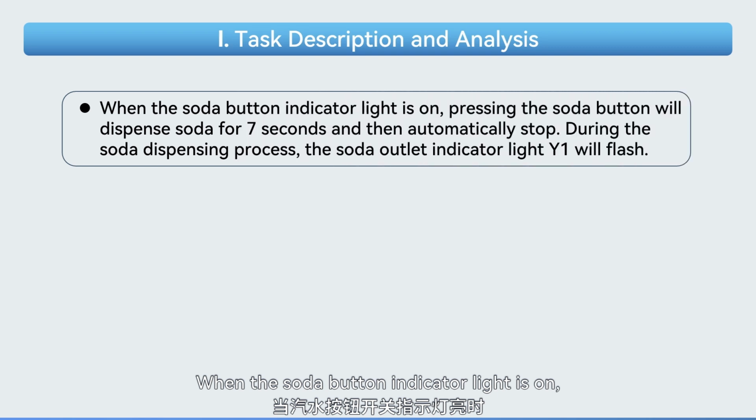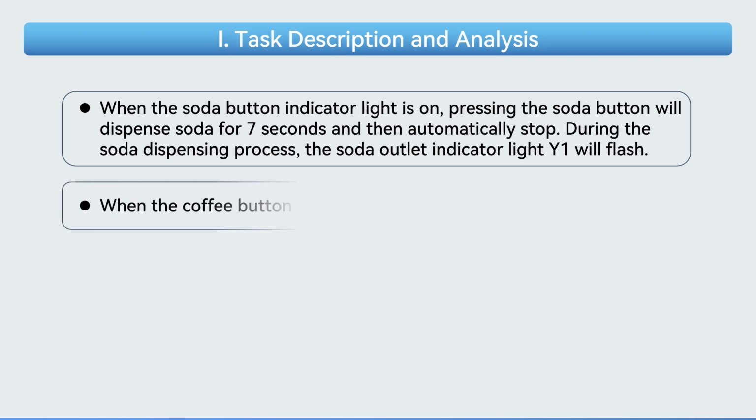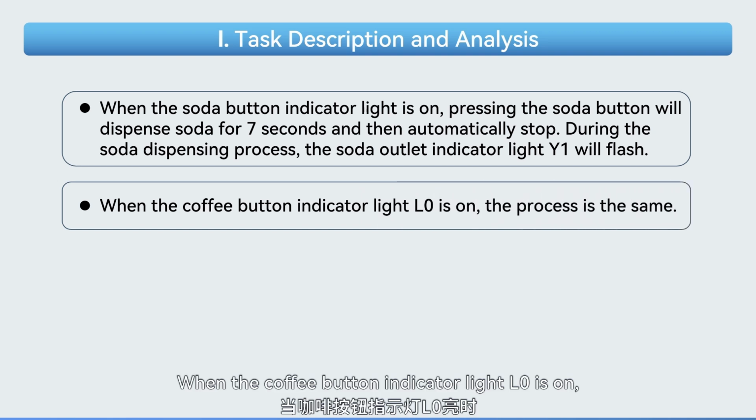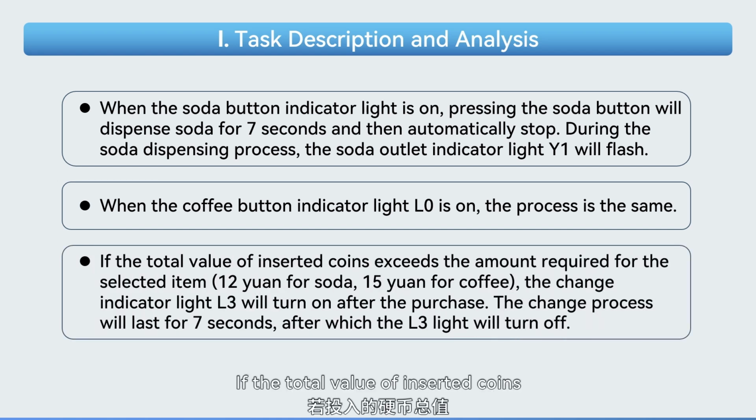When the soda button indicator light is on, pressing the soda button will dispense soda for 7 seconds and then automatically stop. During the soda dispensing process, the soda outlet indicator light Y1 will flash. When the coffee button indicator light L0 is on, the process is the same. If the total value of inserted coins exceeds the amount required for the selected item, 12 yuan for soda, 15 yuan for coffee, the change indicator light L3 will turn on after the purchase. The change process will last for 7 seconds, after which the L3 light will turn off.